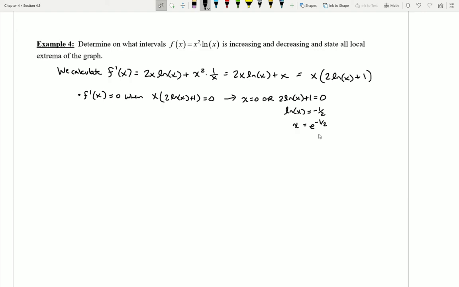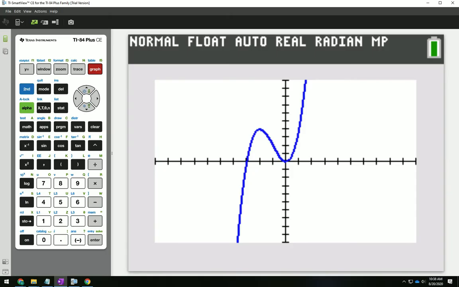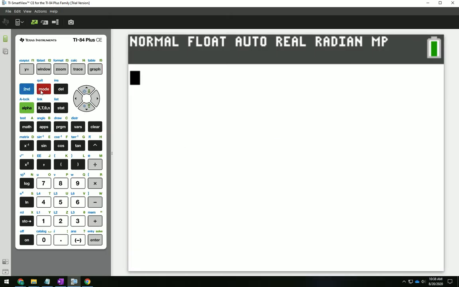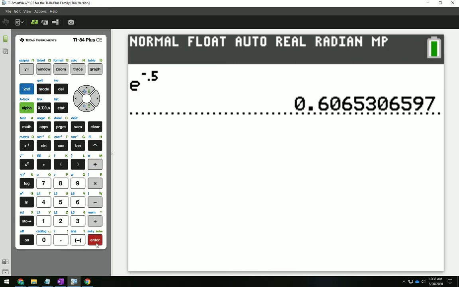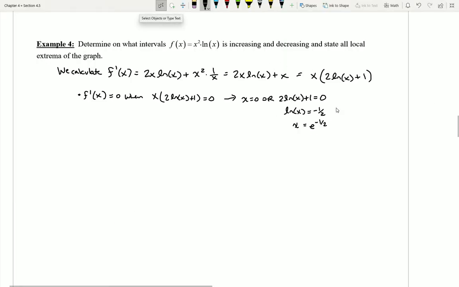Now if I was to go to a calculator, I could figure out roughly what this value is. And so I'll do that here. I'm going to type in e to the negative 0.5, and I can see that that's a value of around 0.6. So I can just note to myself, this is roughly about 0.6.